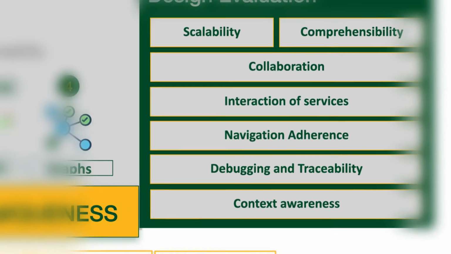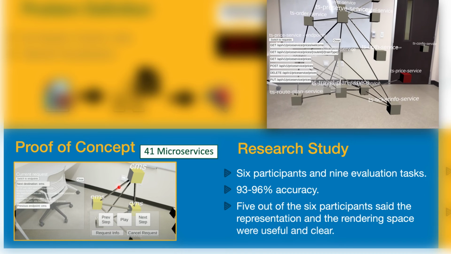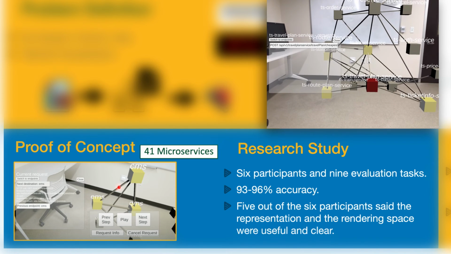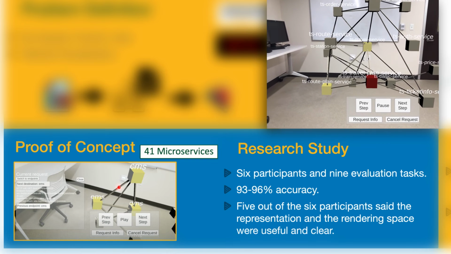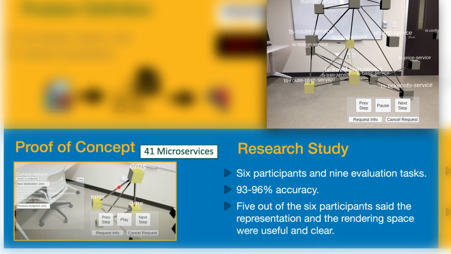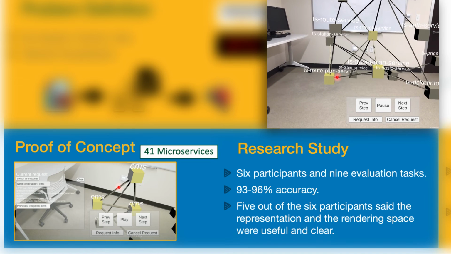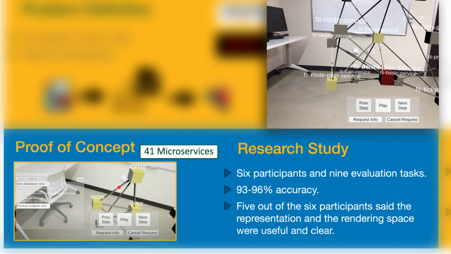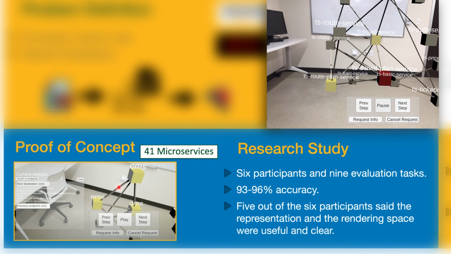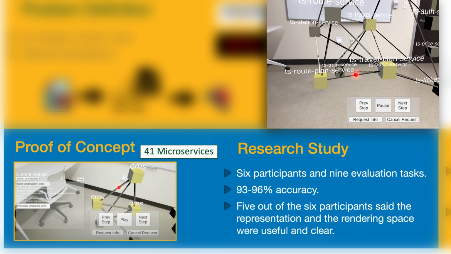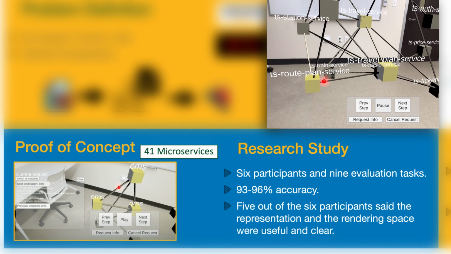And also, we have provided a proof of concept, for which we used a prototype demonstration and a research study as well. We conducted a pilot research study with 6 graduate student volunteers. We prepared a set of 9 evaluation tasks relating to this system. We also prepared a 5-question satisfaction survey using a 5-point Likert scale.